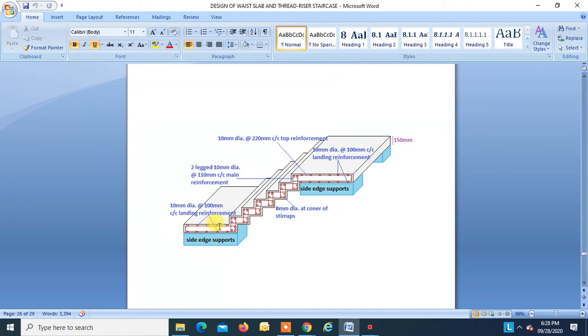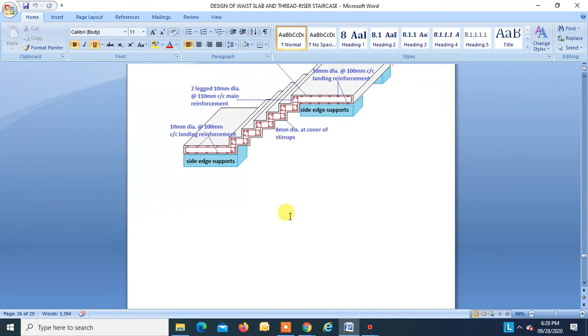The top round bars are the main steel of landing, which are 10 mm at about 100 mm center to center, landing reinforcement over here also. And these bars in this case are the main steel for the flight. So that is two legs of 10 mm dia at about 110 mm center to center main reinforcement. This is for the flight. Okay, so this is how you can do the detailing.